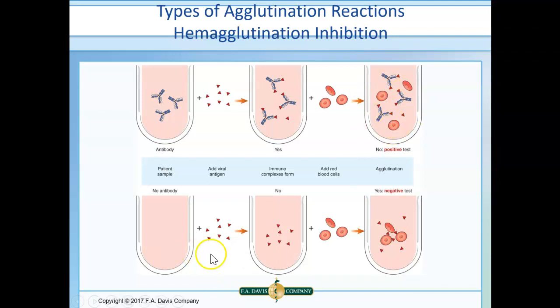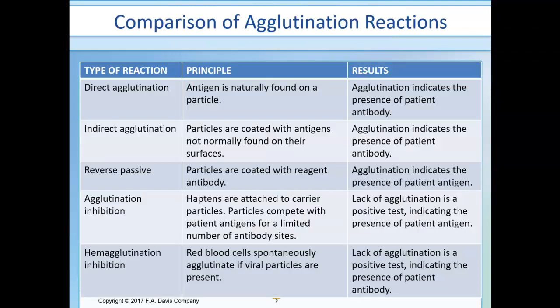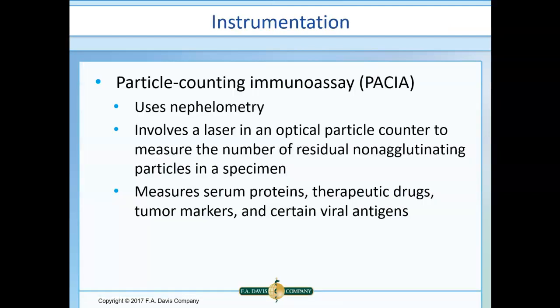On the bottom, we have antigen. There's no antibody. We have red cells, and if they do agglutinate, it's a negative test. So those antigens from the test will actually agglutinate with those red cells. That's hemagglutination inhibition. So here are some definitions that can help you when making note cards, Quizlets, whatever it is that you decide to do, going over what we just talked about. A nice little chart form to make it easy and concise.